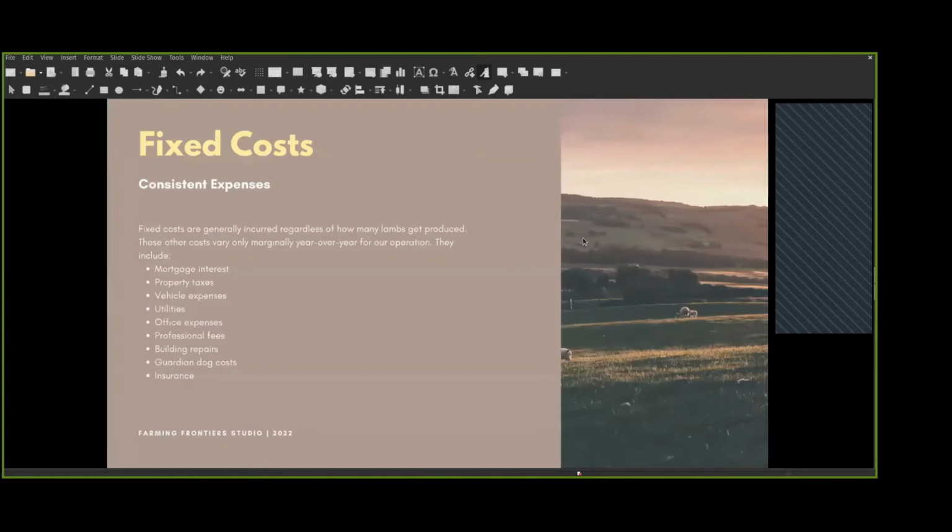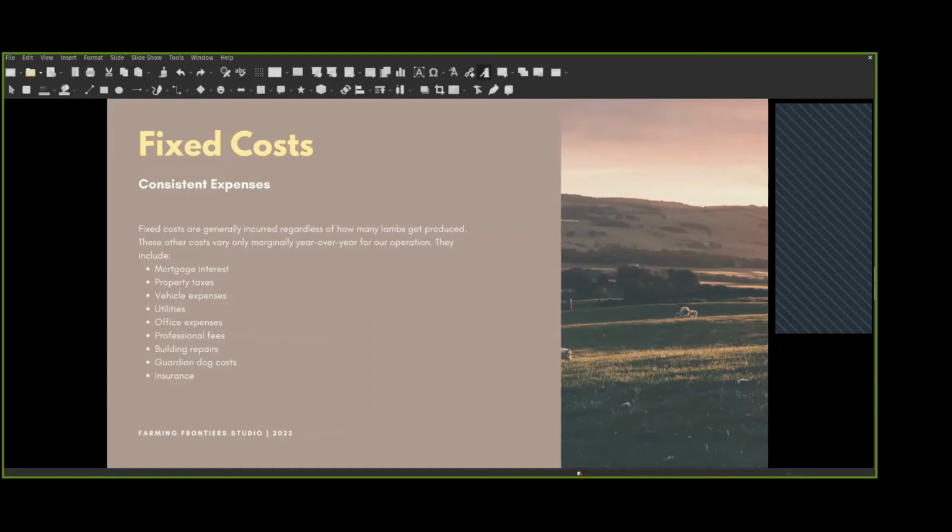So from the variable costs, which again were $118, sorry, the fixed costs would be the next portion. And these are costs that happen regardless of how many lambs we produce. They're fairly consistent. Some of them could arguably be variable costs, but in reality they haven't changed much for us over the last 4 or 5 years.